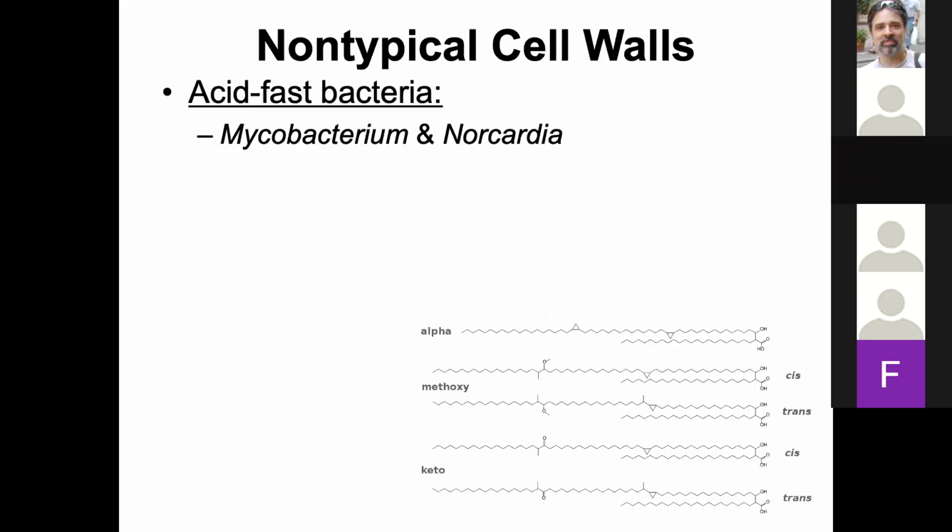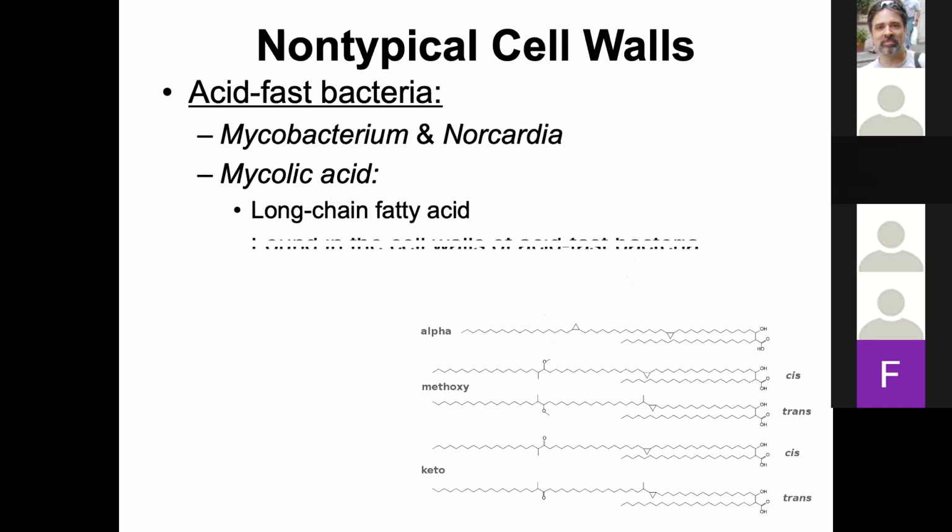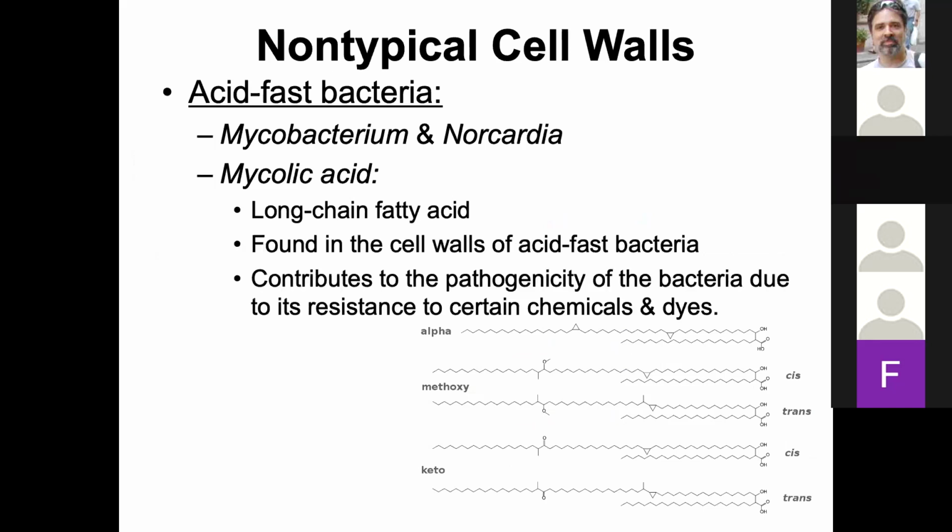And there are other types of cell walls as well, right? Acid-fast bacteria include things like mycobacteria and Nocardia, and they contain mycolic acid, which is a long chain fatty acid. Acid-fast bacteria use this to increase their pathogenicity because of its resistance to certain chemicals and dyes. It's highly hydrophobic, and in addition, it's going to bear a negative charge. So it's going to repel a lot of different stuff.